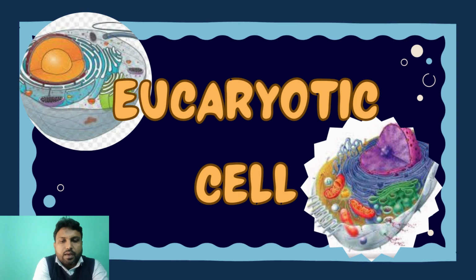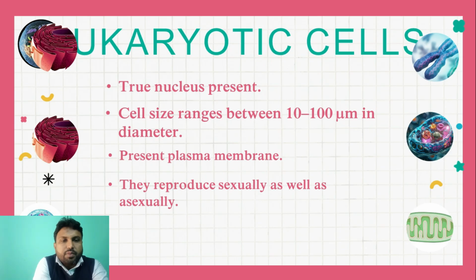Now we will discuss eukaryotic cells. Eukaryotic cells are characterized by a true nucleus. The size of the cells ranges between 10 to 100 micrometer in diameter. A plasma membrane is present. The plasma membrane is responsible for monitoring the transport of nutrients and electrolytes in and out of the cells. It is also responsible for cell-to-cell communication. Eukaryotic cells reproduce sexually as well as asexually.